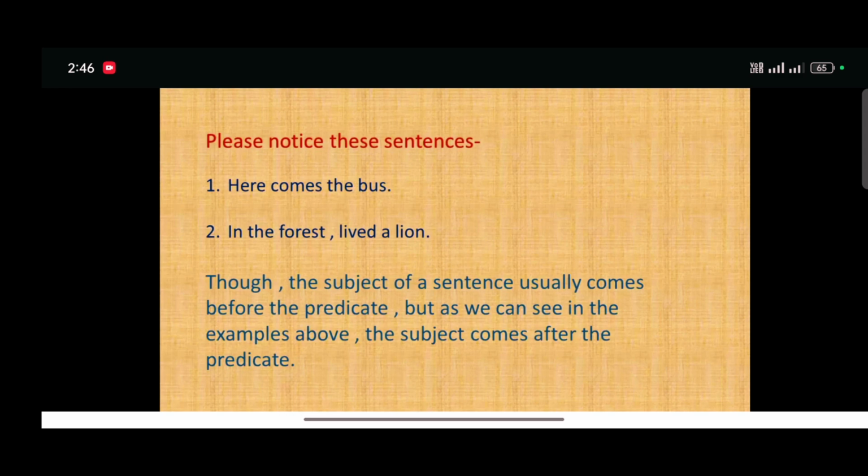Now in the second sentence, in the forest lived a lion. The subject is a lion and the predicate is in the forest lived. So, we can say that it is usually the subject which comes first and then the predicate, but sometimes the subject can come after the predicate.